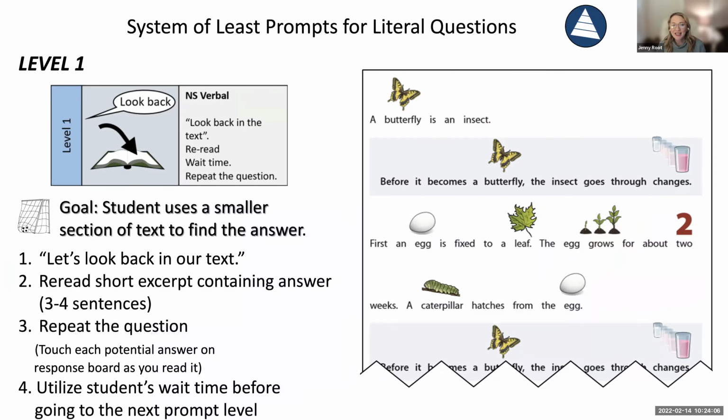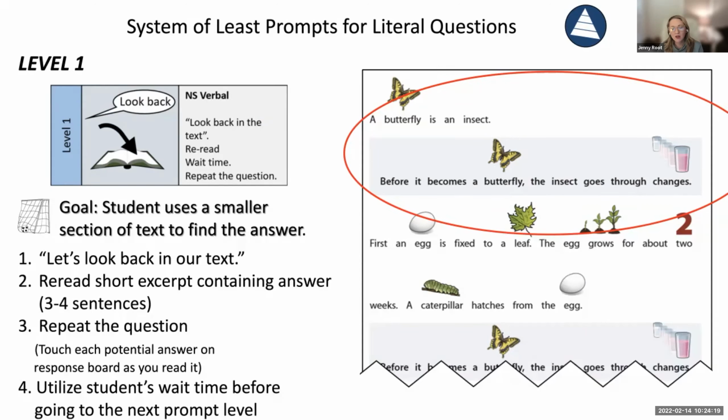So let's look at what this looked like within that text. In the non-specific verbal level 1 prompt, we said, look back into the text and reread a short excerpt. If the question is, what type of living thing is a butterfly, we might read, a butterfly is an insect. Before it becomes a butterfly, the insect goes through changes. Okay, and then repeat the question. What type of living thing is a butterfly?